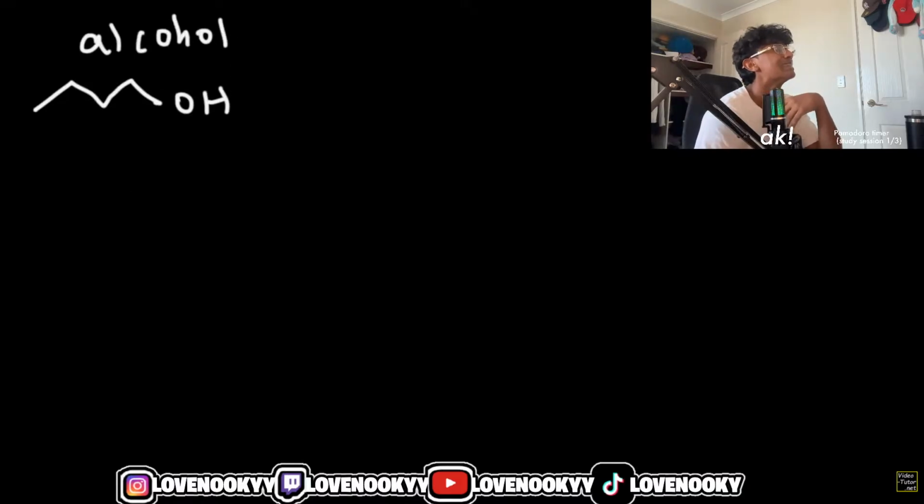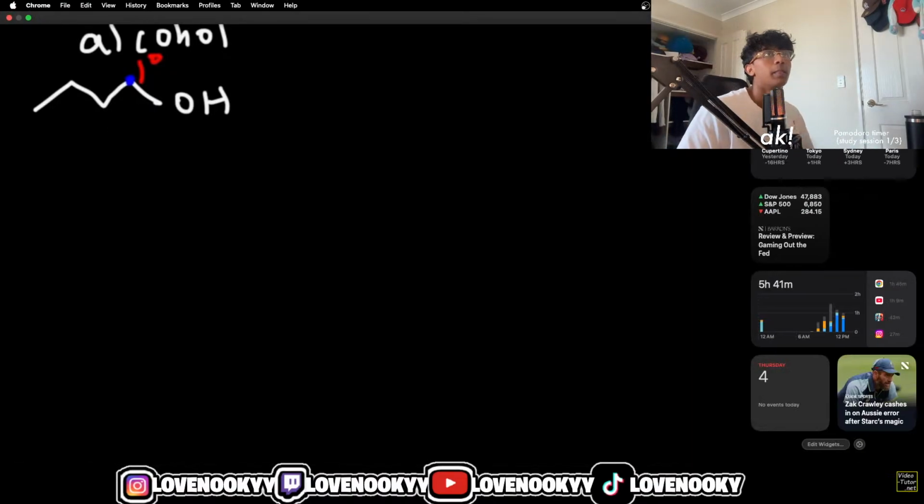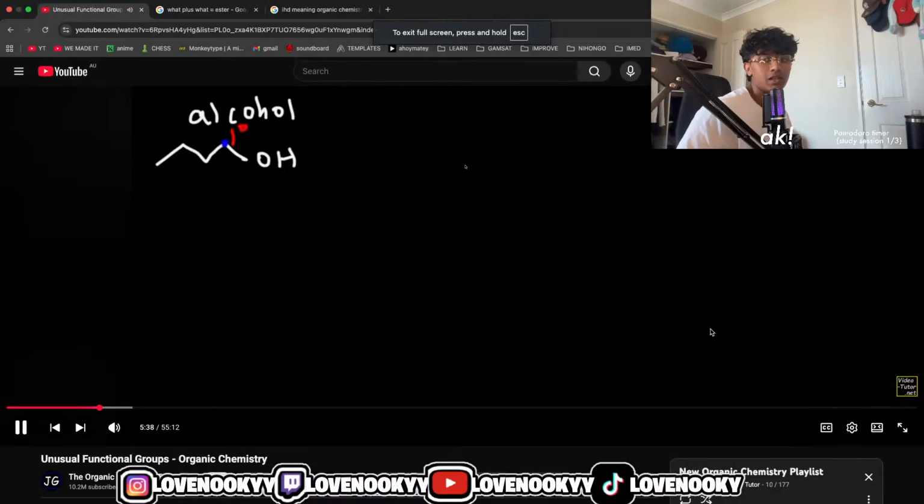Now, let's talk about alcohols. So this is an alcohol. Particularly, it's a primary alcohol because the OH group is on the primary carbon. The reason why this carbon is primary is because it's attached to one other carbon atom. Secondary carbons are attached to two carbon atoms. Tertiary carbon atoms are attached to three carbon atoms. So that's a primary alcohol.